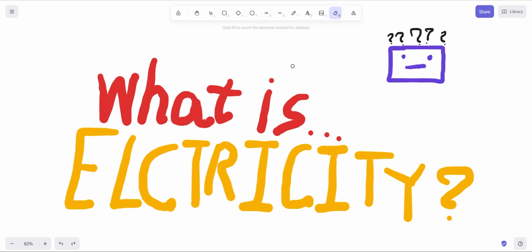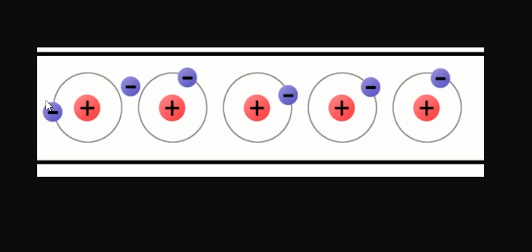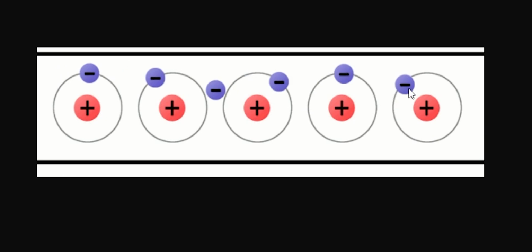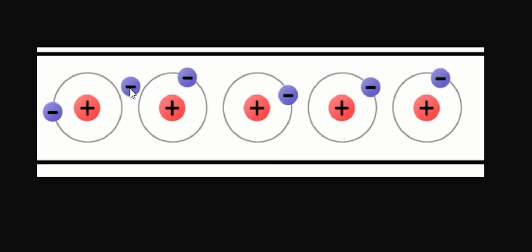Now I don't want to get into what is conductive material, what is non-conductive, what is semiconductive. That's for another video. But when these electrons move between 2 points, it looks just like that.